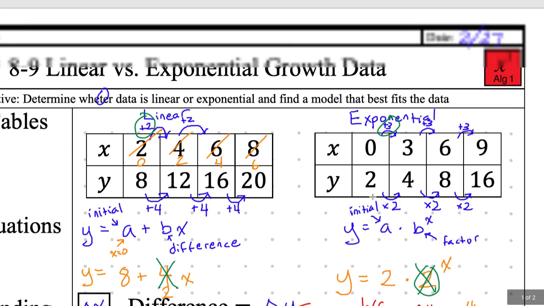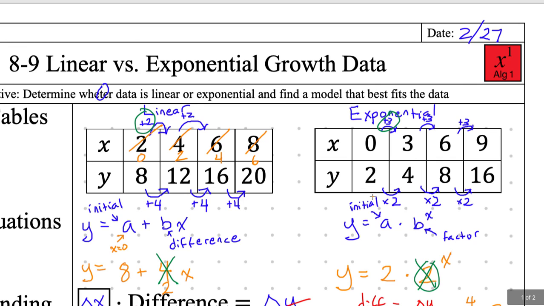All right. Give me a fist of five on how well you can determine whether the data is linear or exponential. You guys are at 4 or 5. Those are higher scores than I was expecting because that was a bad second example. All right. Cool. Thank you.